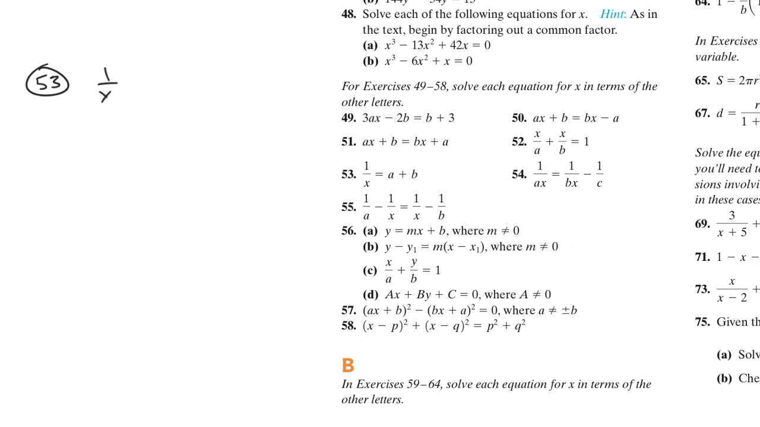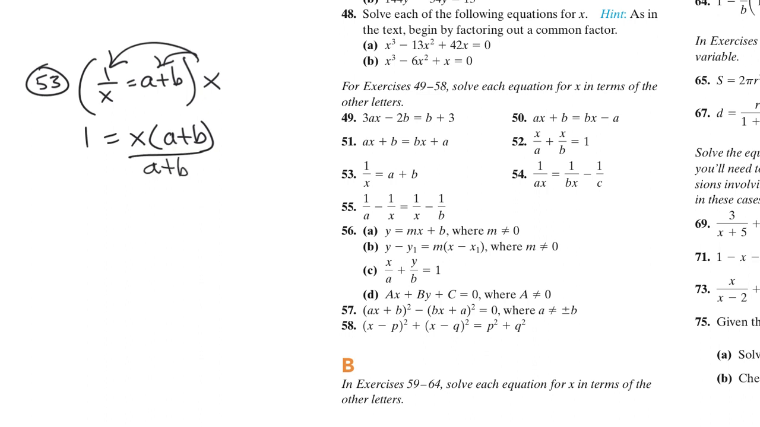So 1 over x equals a plus b. I would multiply everything by x. Multiplying that by x, the x's cancel, and you have 1 equals x times a plus b. Just kind of leave it like that because I'm trying to solve for x. I wouldn't just distribute. Keep it like that because now I would divide by a plus b, and 1 over a plus b is equal to x. Okay, not so bad.